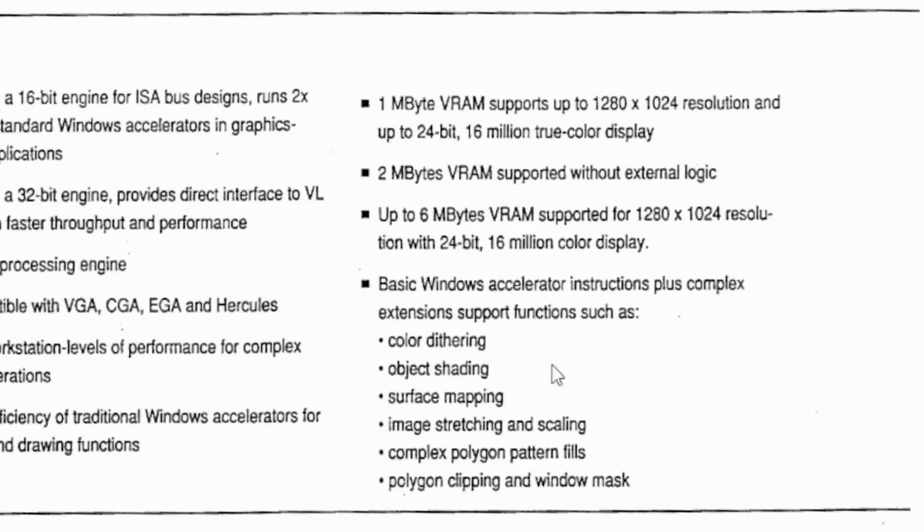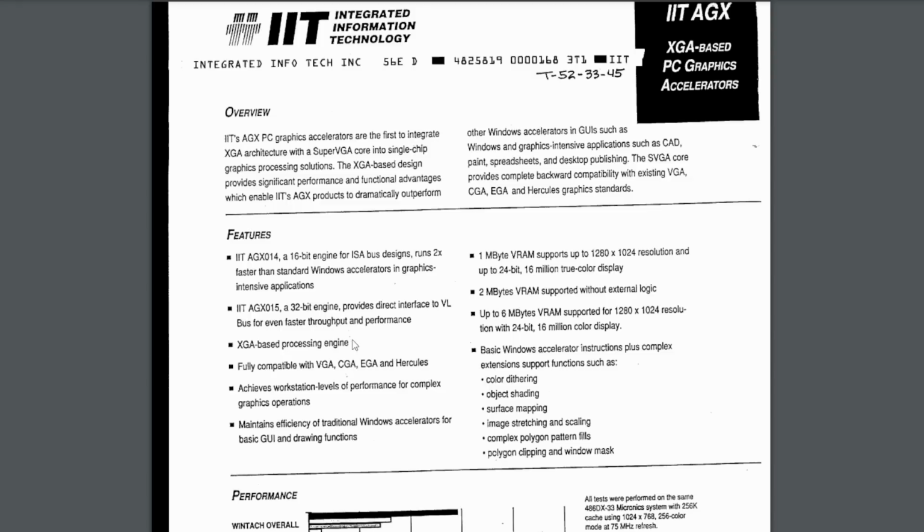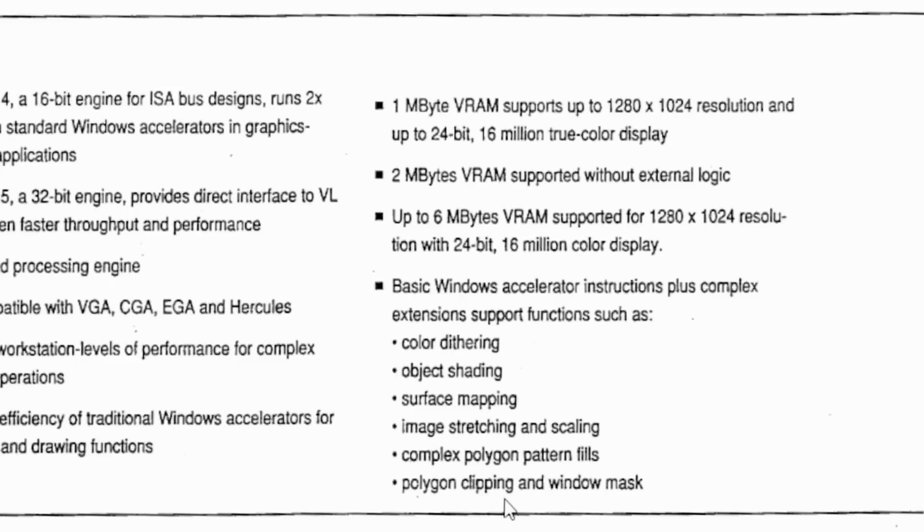Now, some of these features here don't make any sense to me. From what I've read elsewhere, this was just standard XGA, not very much more, and very few features missing. It wasn't 100% XGA compatible, but close. And certainly polygon clipping, complex polygon pattern fills were XGA features, and I imagine you could describe a pattern fill as color dithering. But what is object shading and surface mapping? They sound like 3D features, and this is definitely not a 3D card. Marketing speak maybe? Or perhaps those are names of Windows Accelerator features that just happen to be supported by XGA.